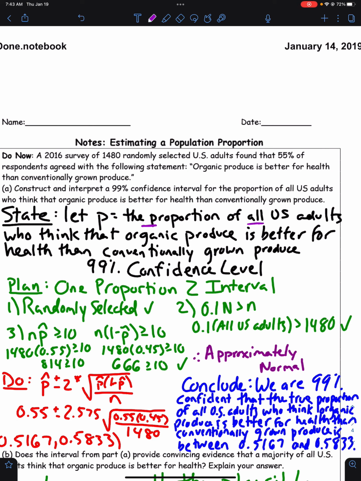The plan. This is the thing I see a lot of students forget. It's a one proportion z interval. If you say one sample z interval, that's fine as long as you say for a proportion, because we will be doing one sample z intervals, not that many of them, for means. Check your conditions. 1, randomly selected. We can use the point estimate. 2, 10% condition. 3, make sure it's approximately normal with the large counts condition. Here is the do step and the conclude.